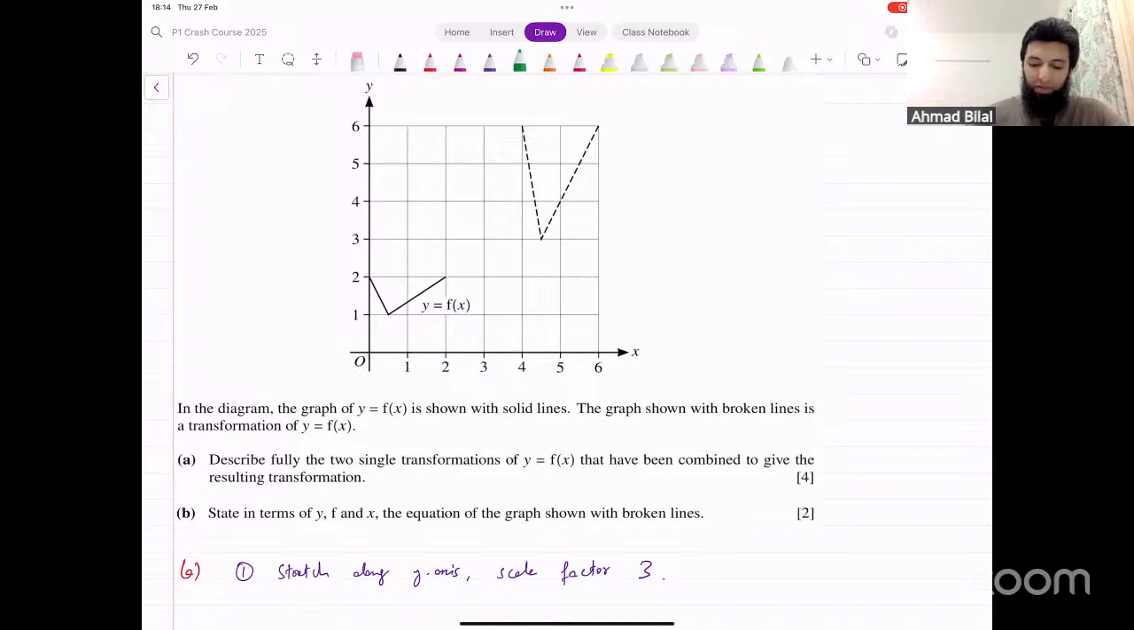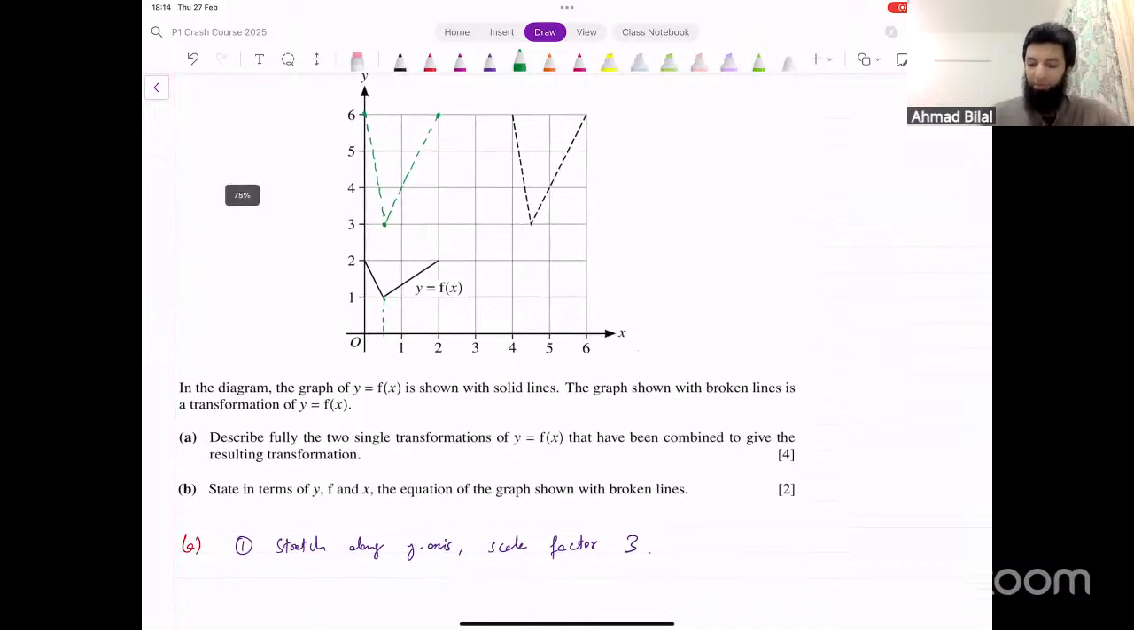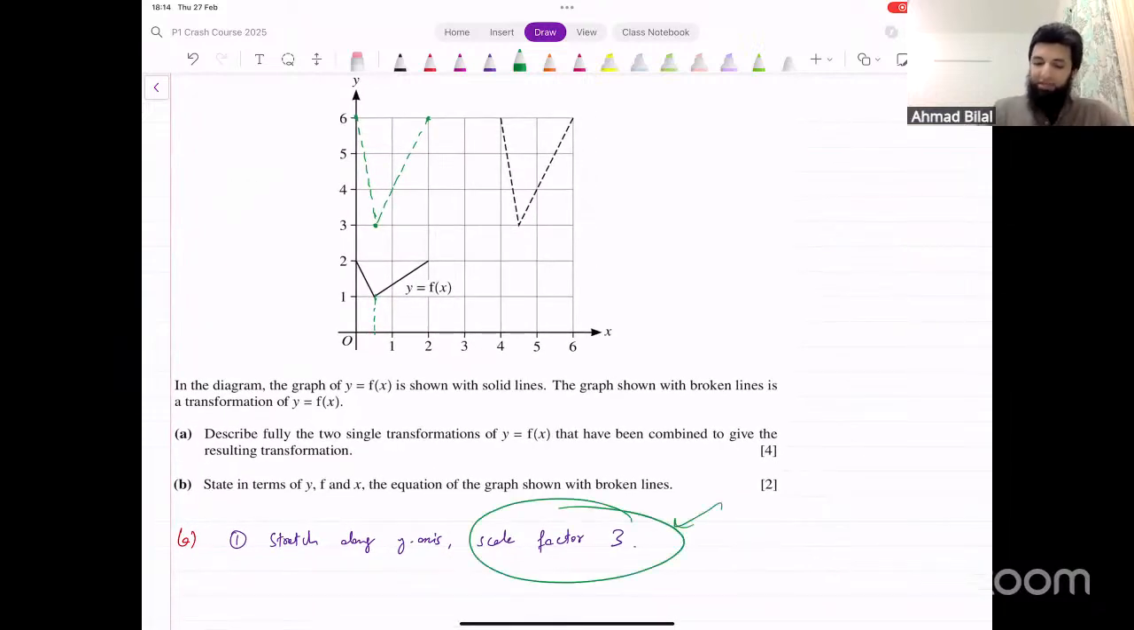Let's think about it. This bottom point, it's 1 unit up, that's going to go here. This point at 2, that is going to go to 6. And this point at 2, that's also going to go to 6. So once we have done that stretch by a factor of 3, you are already at this point. The shape already becomes this after that stretch is applied. So the stretch by a scale factor of 3 is already making this figure move up like this.